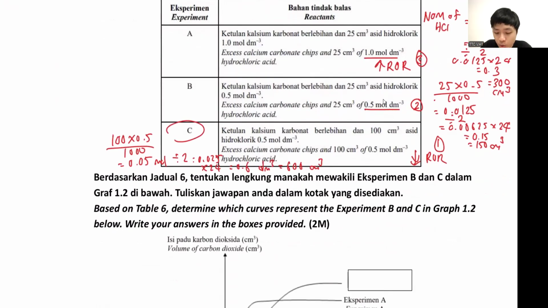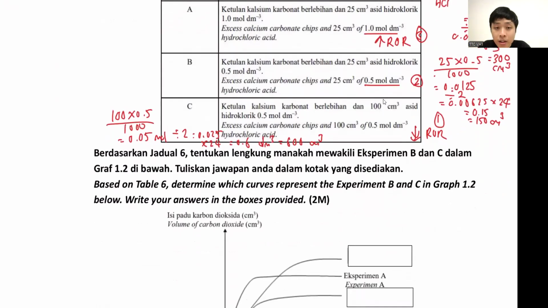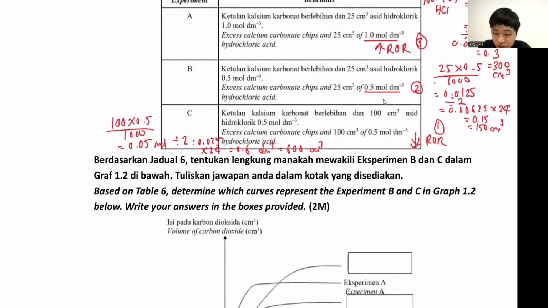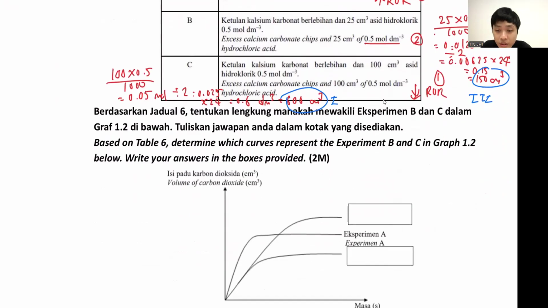So it means C will have the highest height, because the most carbon dioxide gets produced. This is number 1. A is number 2. B is number 3. So which one is in the middle? Yes, this one should be C, this one should be B. B has the lowest amount of carbon dioxide gas produced.